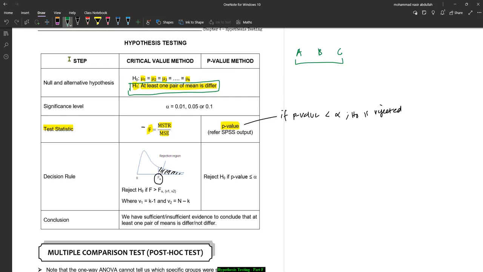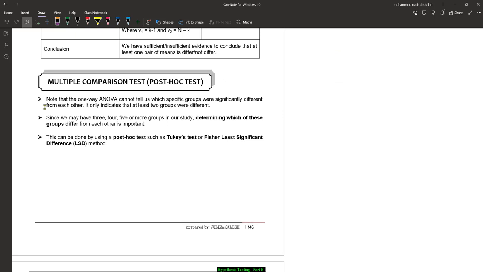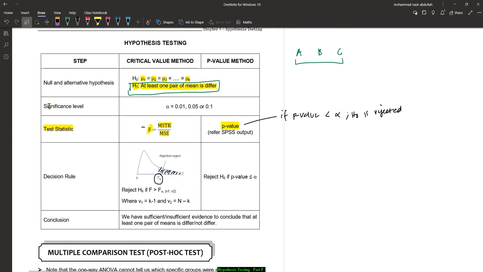So which pair is different, we don't know. So the next step is we need to do a multiple comparison test, named the post hoc test. We only do multiple comparison tests if we accept the alternative hypothesis. If we accept the null hypothesis, we no need to do multiple comparison tests because all groups are equal, so there is no need for comparison tests. If we accept the alternative hypothesis, then we need to do a multiple comparison test or post hoc test.